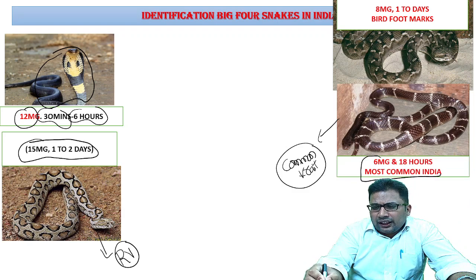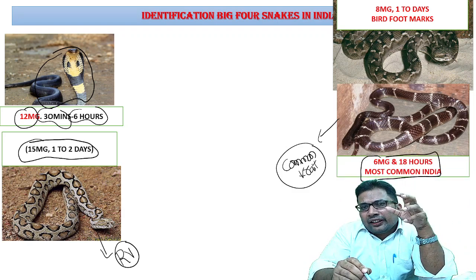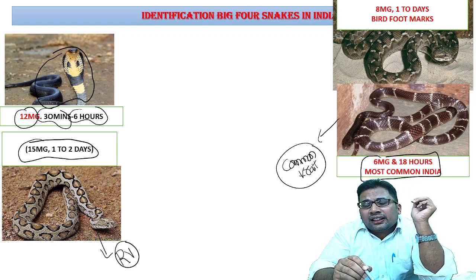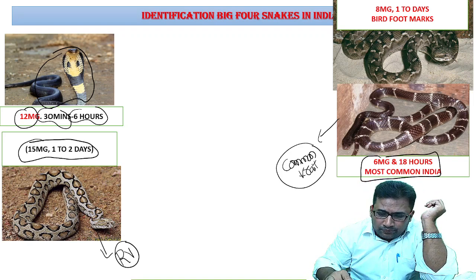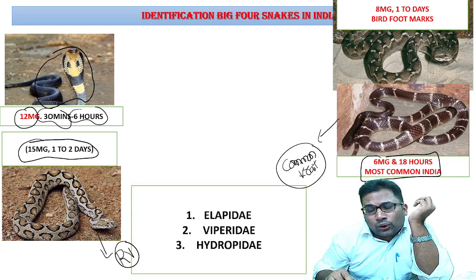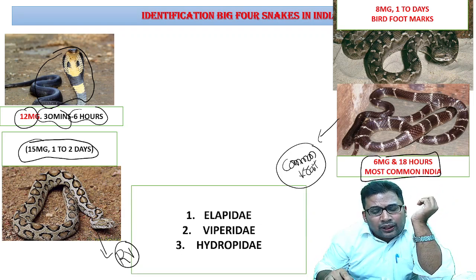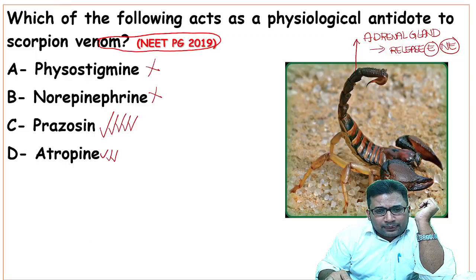This is a repeat question again. So common krait, the fatal dosage 6 mg, 3 to 6 mg. It is one of the most fatal snakes among all 4. Elapidae, Viperidae and Hydrophidae. Elapidae presents with neurotoxic symptoms. Viperidae presents with hemotoxic symptoms. Hydrophidae presents with myotoxic symptoms.